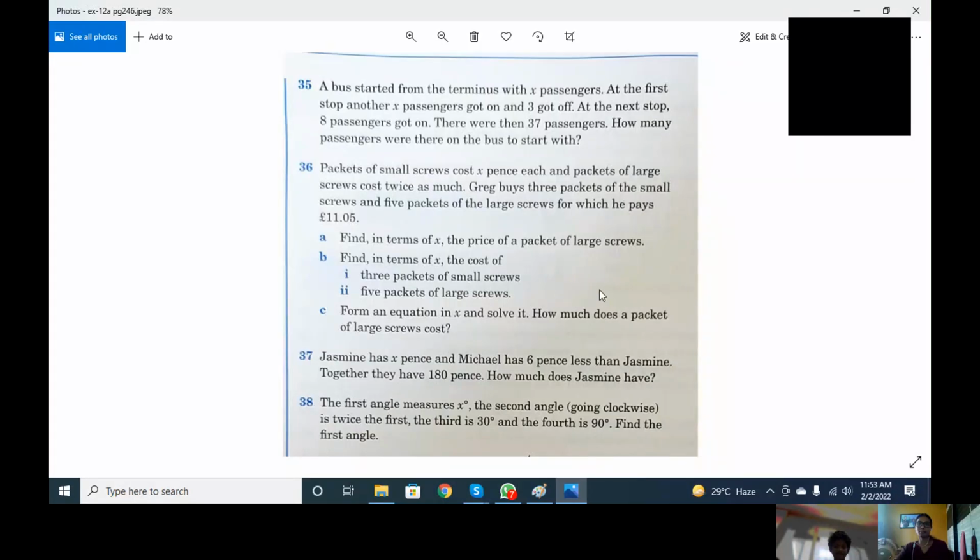Hi Manu. Hi. Let's continue our previous section. Exercise 12A, question number 35. Could you read the question for me?